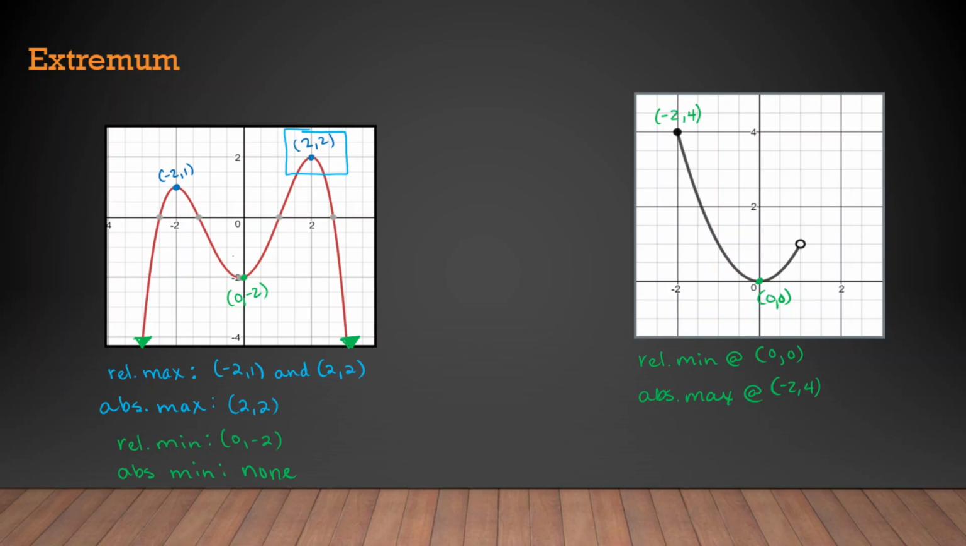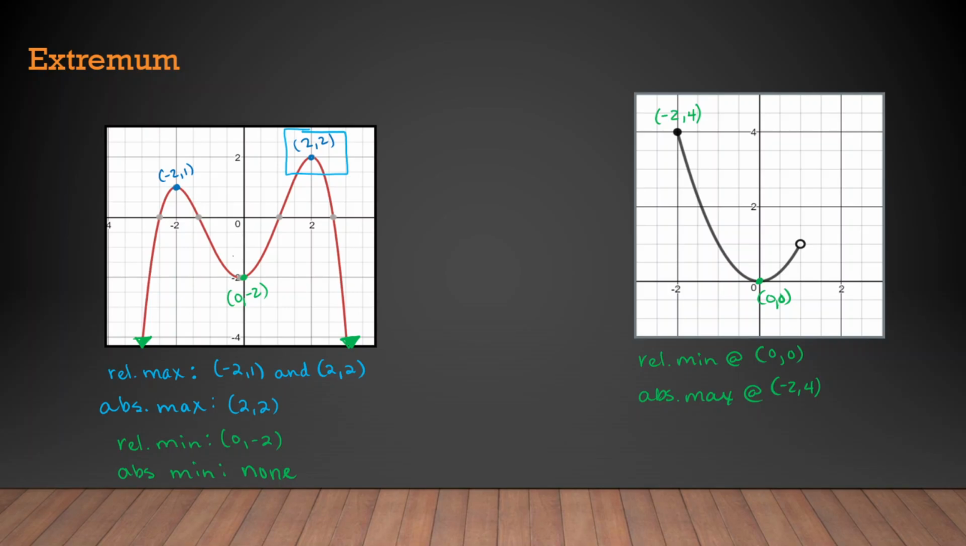Okay, in order to be relative, it has to look like a peak or a valley. It has to have things on either side of it, nearby it, what we would call in math world a neighborhood around it, that gets below it or above it. So endpoints can only be the absolute.